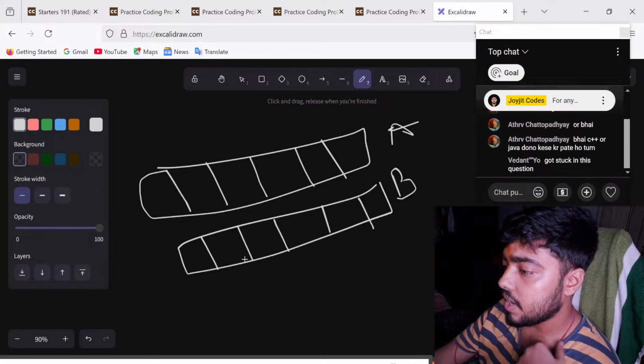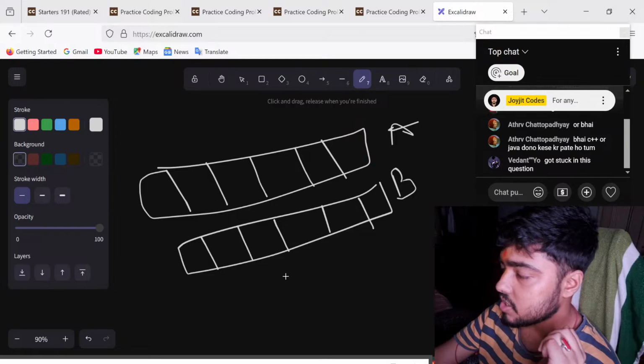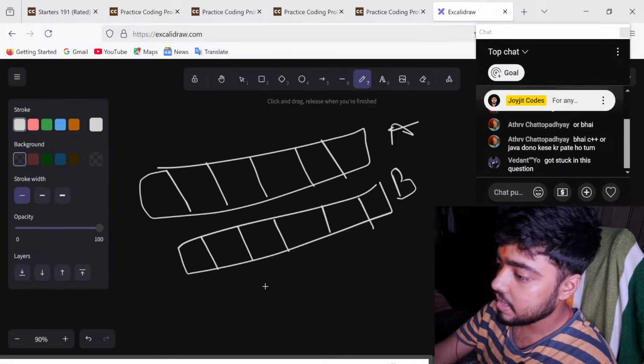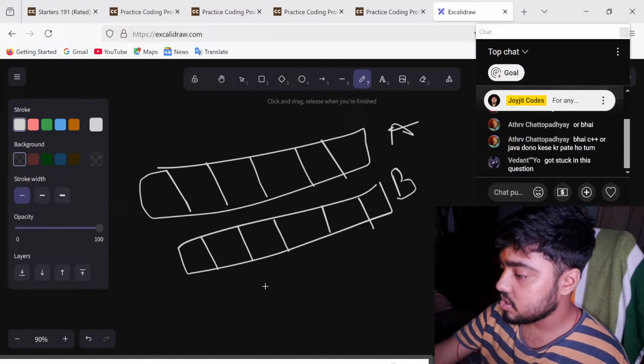Okay, so now that you see that both of them are looking the same, got stuck in this question. Oh, okay, got stuck in this question. Then I'll explain it. I thought many people had done it, so okay, that's good to see.